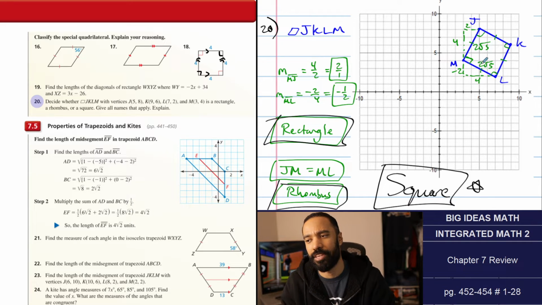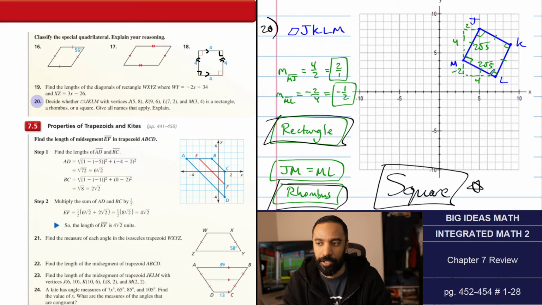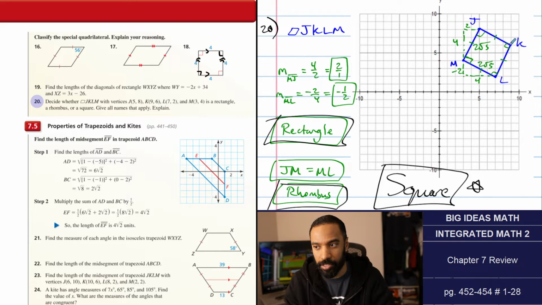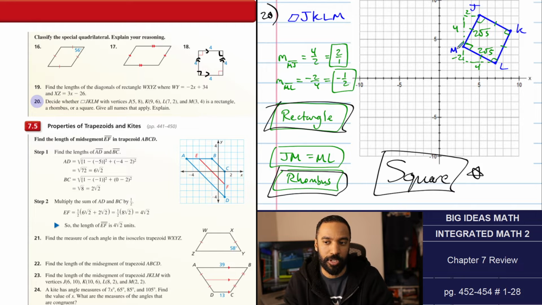Now, an alternative test I could have used was the diagonals. If the diagonals of a parallelogram, let's go more specifically. If the diagonals of a parallelogram are congruent, then it's a rectangle. If the diagonals of a parallelogram are perpendicular to each other, then it's a rhombus. So we would have, and that would have been true.